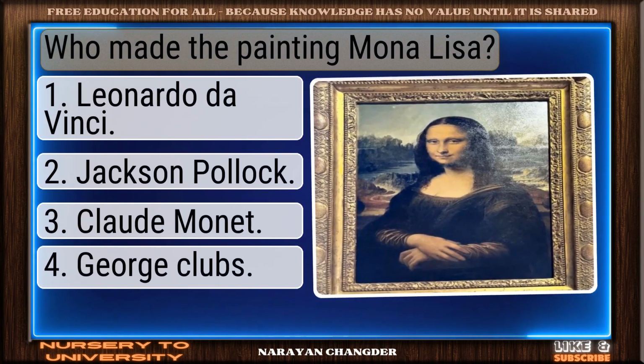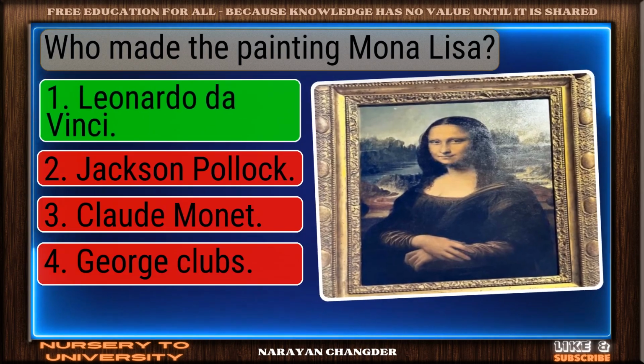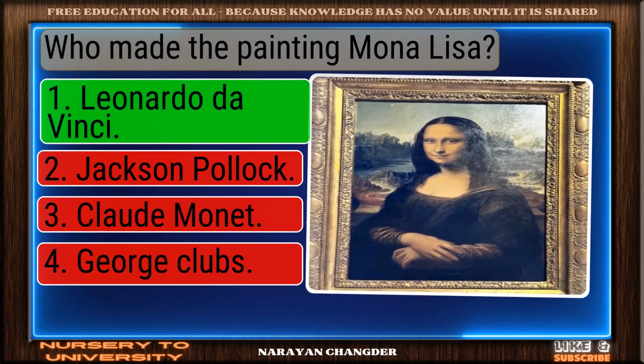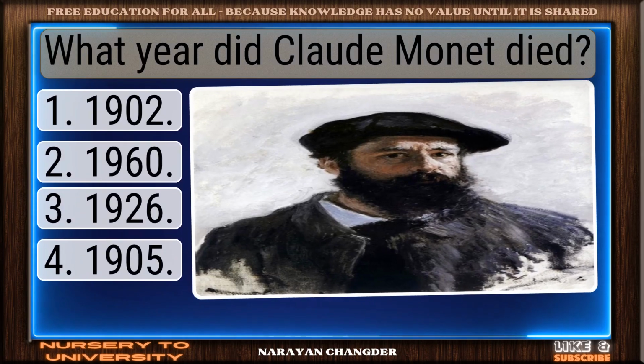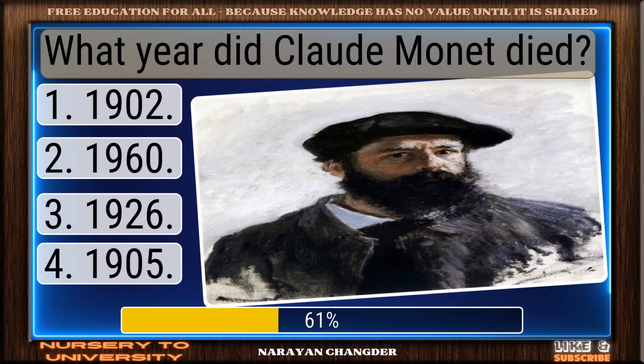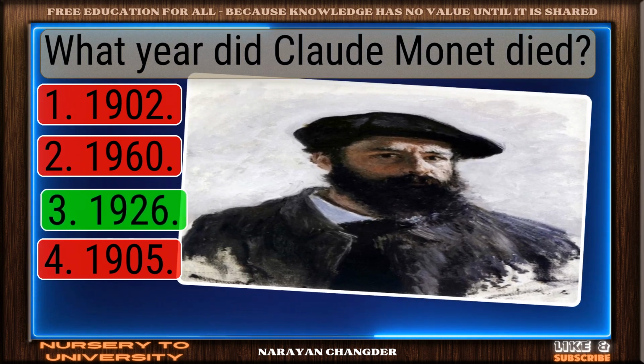Who made the painting Mona Lisa? Nicely done. Leonardo da Vinci is a solid answer. What year did Claude Monet die? Excellent. 1926 is a brilliant choice.